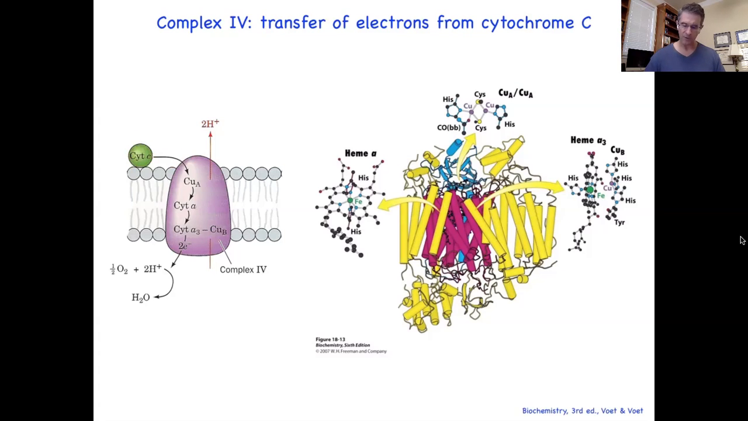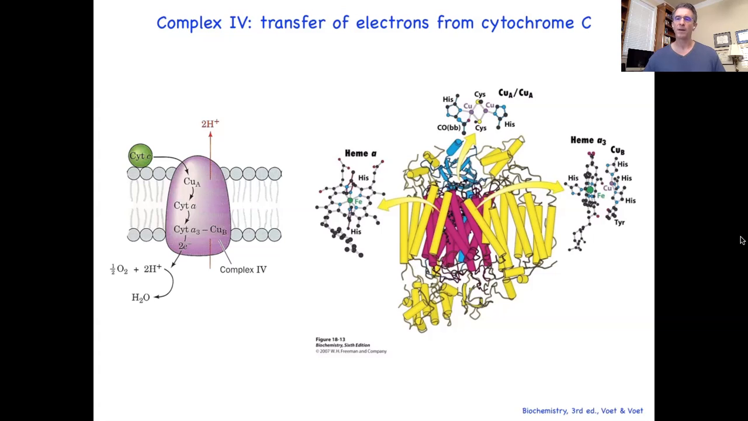And the electrons are first going to flow into this copper center. And this copper center has 2 copper atoms, a couple of cysteines in coordination with it, and then some histidines that help form this copper A site. Those electrons are then going to move into a tetrapyrrole, iron, a heme type tetrapyrrole, but in this case, it's an A-type cytochrome, or an A-type heme, as you're going to see, right?